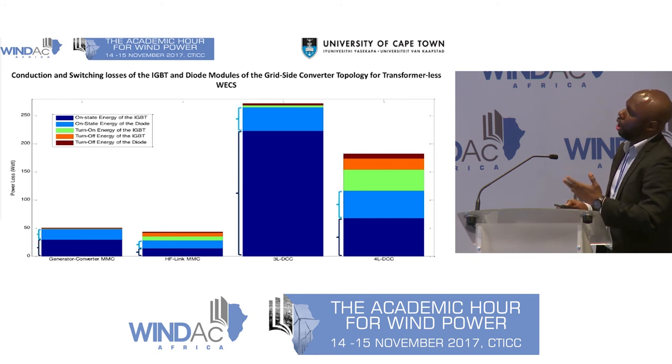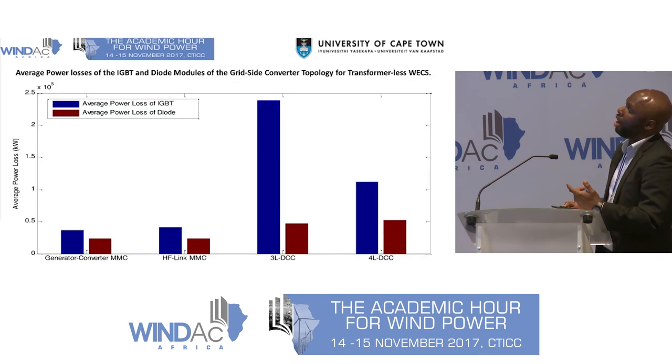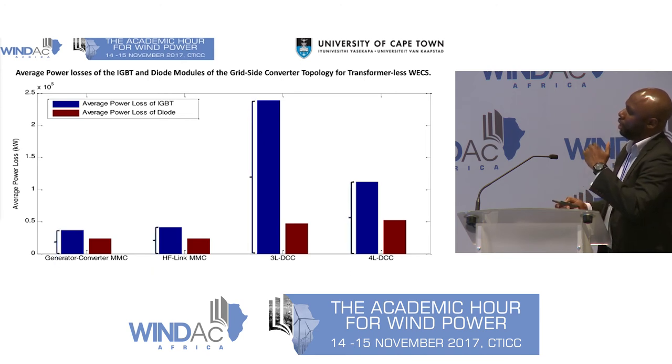And also, the on-state energy of the diode was actually a similar experience, as explained in the on-state energy. Now for our average power loss, as expected, the three-level diode topped the list, and the results we got here were actually in synchrony with what we had achieved earlier.